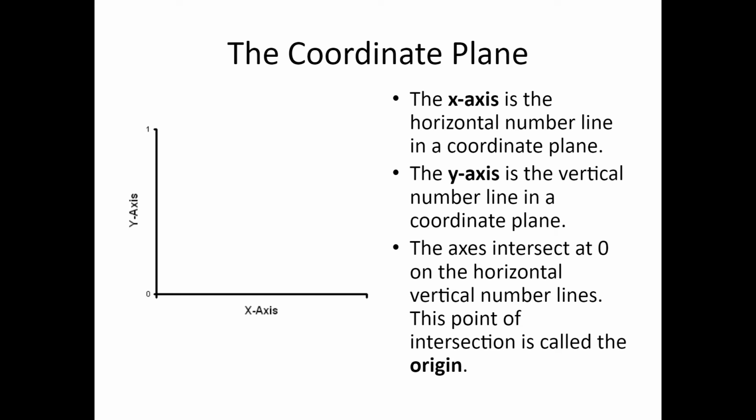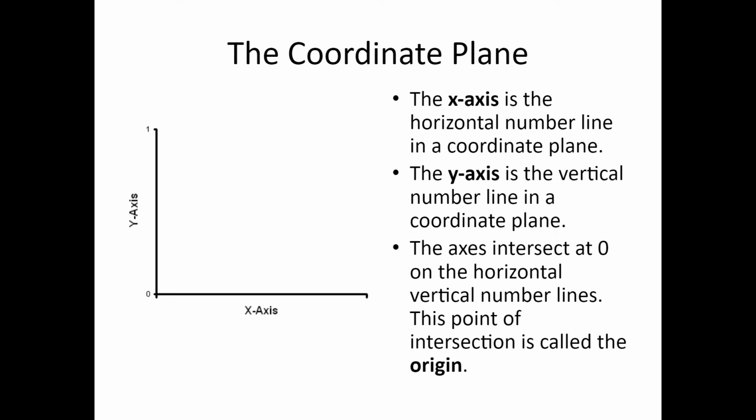The y-axis is the vertical number line in a coordinate plane. Again, look at the picture. The y-axis is on the left and it's going up and down. That is vertical, going straight up and straight down. It is a vertical number line. You'll need to know that for your test.